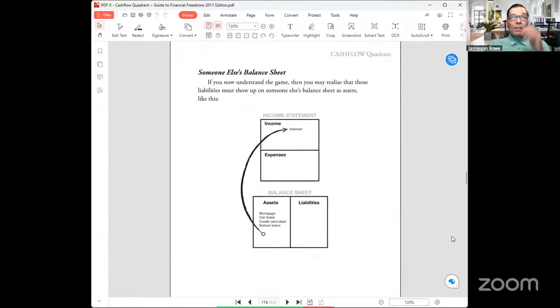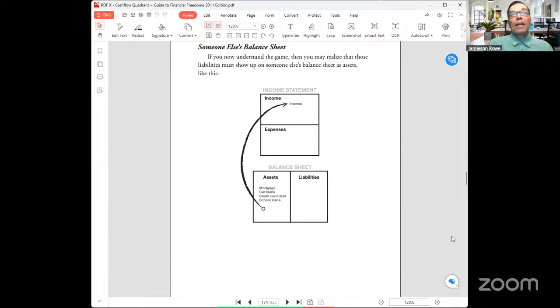Someone else's balance sheet: if you know and understand the game, then you may realize that those liabilities must show up on someone else's balance sheet as assets, like this. So this is like the bank, the mortgage company, and everybody else. So income statement, balance sheet. Assets that are considered on the bank's balance sheet are mortgages, car loans, credit card debt, and school loans, all the places where you get your loans from. And then into their income goes the interest paid to the bank.